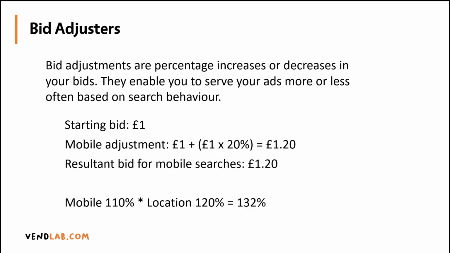Now you should note that these bid adjusters multiply together to give the final result. So if you have someone on mobile who is also at a particular location and there are bid adjusters for both, so if the mobile adjuster was 110% and the location adjuster is 120%, you'll end up with a 132% bid adjustment.